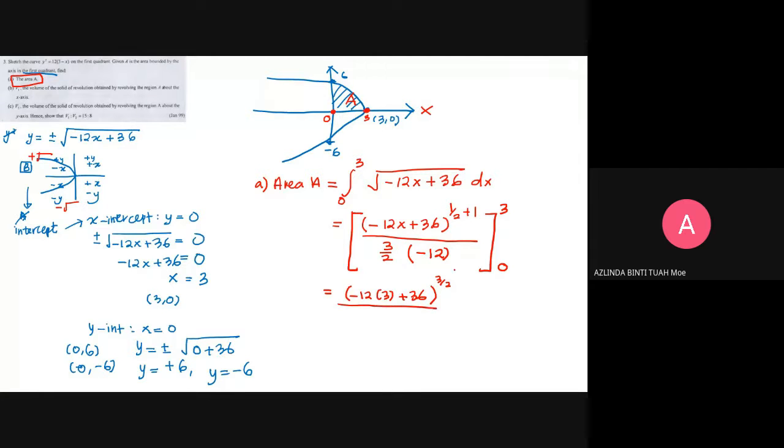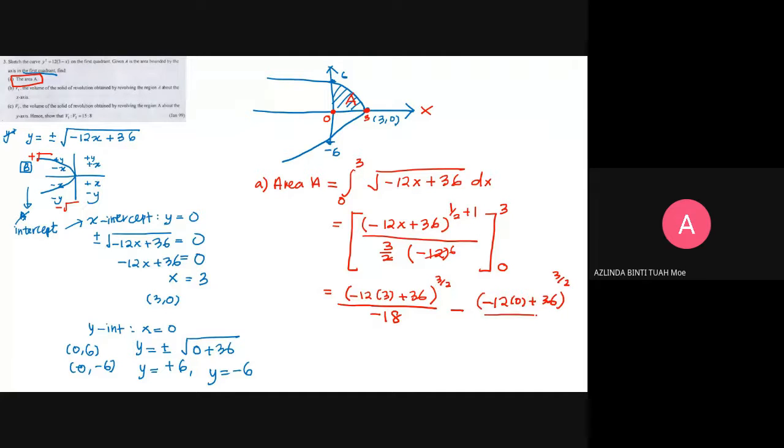Divide by, what is the simplest form here? This is 6. Cancel out. 6 times 3 is negative 18. Minus, substitute with 0. So negative 12 times 0 plus 36 to the power of 3 over 2.